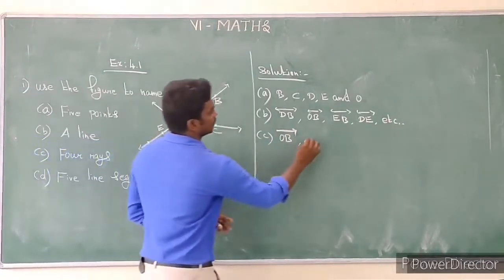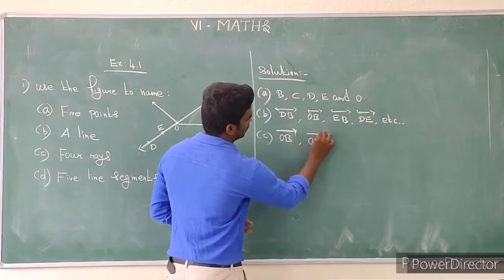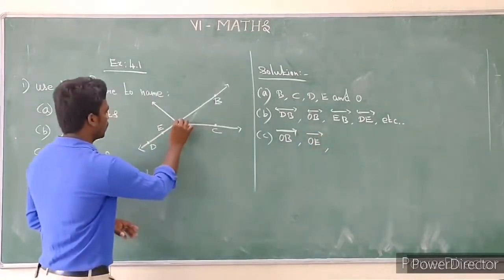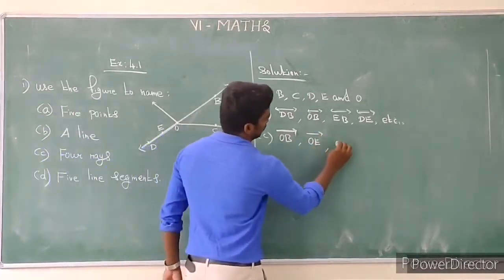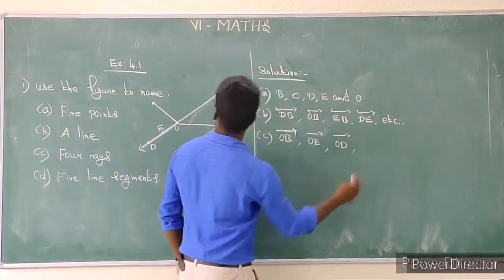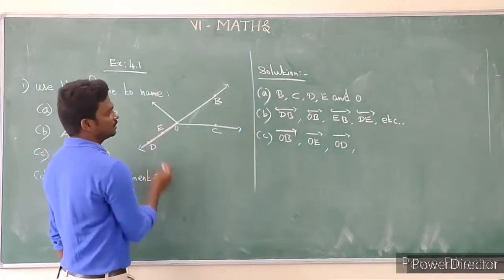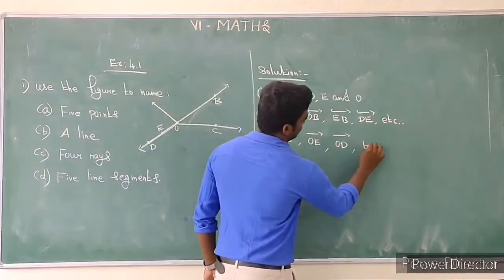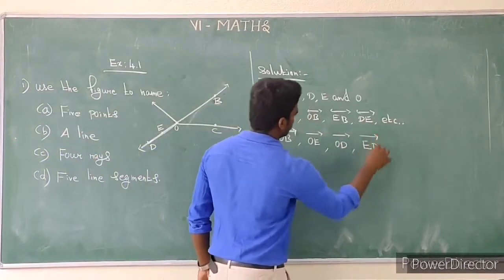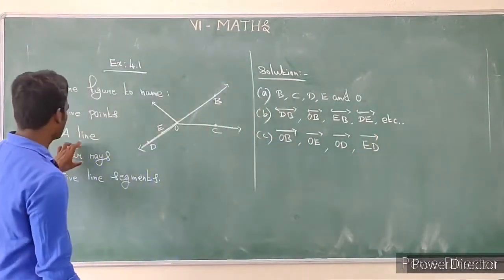What is the next one? OE is also a ray. Next, OD is also a ray. Then ED, so this is also a ray. We need to find 4 rays.